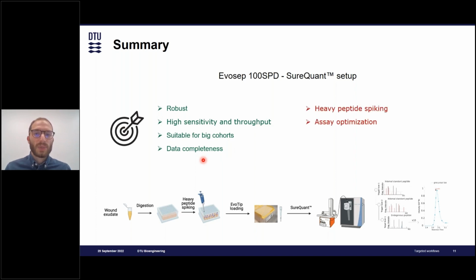Of course, there are some limitations. You have to spike in the heavy peptides, so that might be an extra normalization step you have to take into account, as well as sensitivity and triggering of the scans. And the SureQuant methods require some sophisticated assay optimization. At least the survey runs and preparation need to be more heavily optimized. So this assay would be more suited for methods and workflows that will run over time.